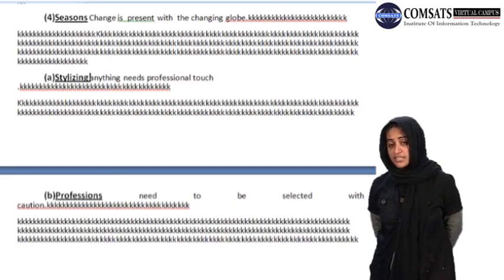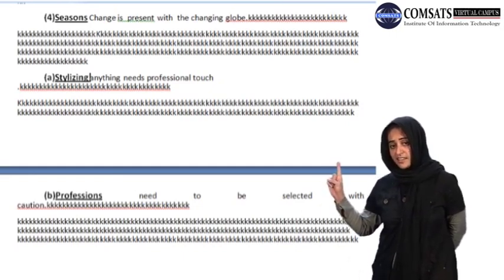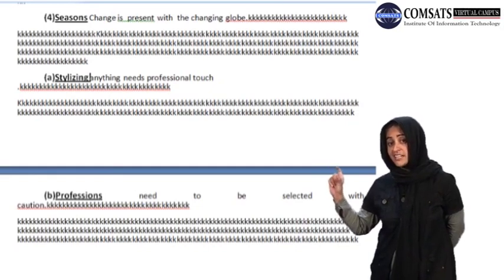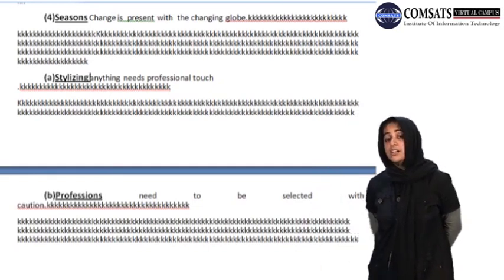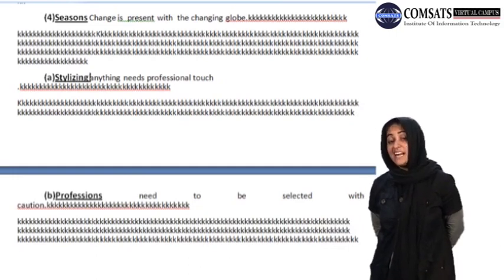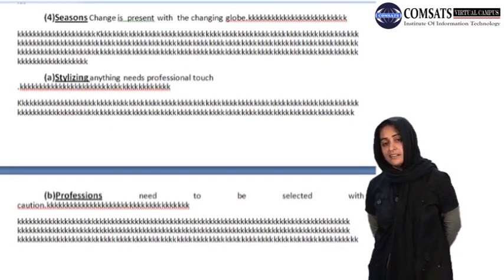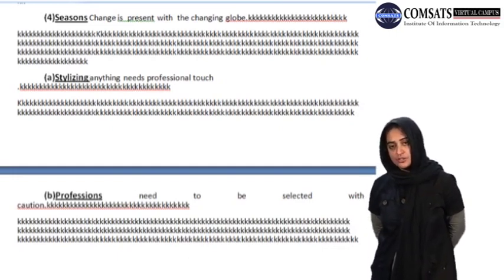Stylizing anything needs professional touch. Have a look on the screen. Stylizing anything needs professional touch. Heading is also the part of the first sentence of the text. That means this is not the fourth degree, this is the fifth degree of heading. When the heading is the part of the first sentence of the text as well, and has all other positioning that I just mentioned, then you call it the fifth degree of heading.